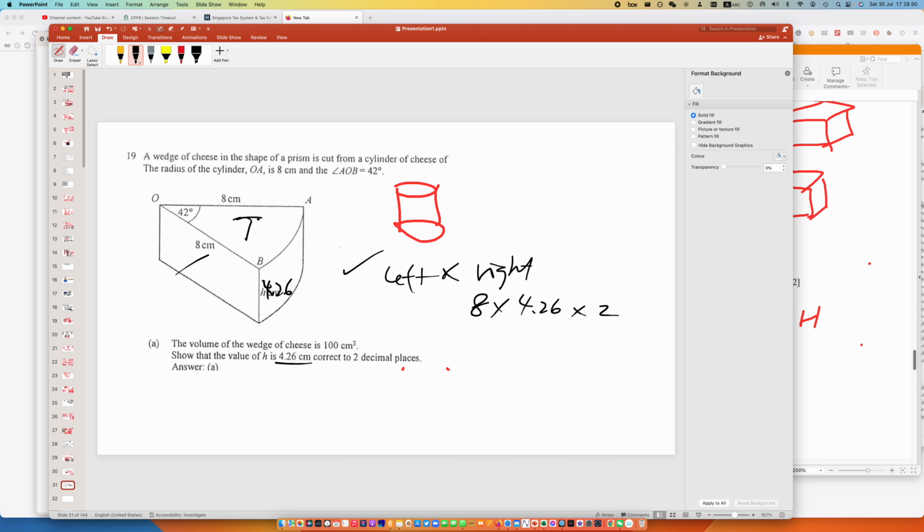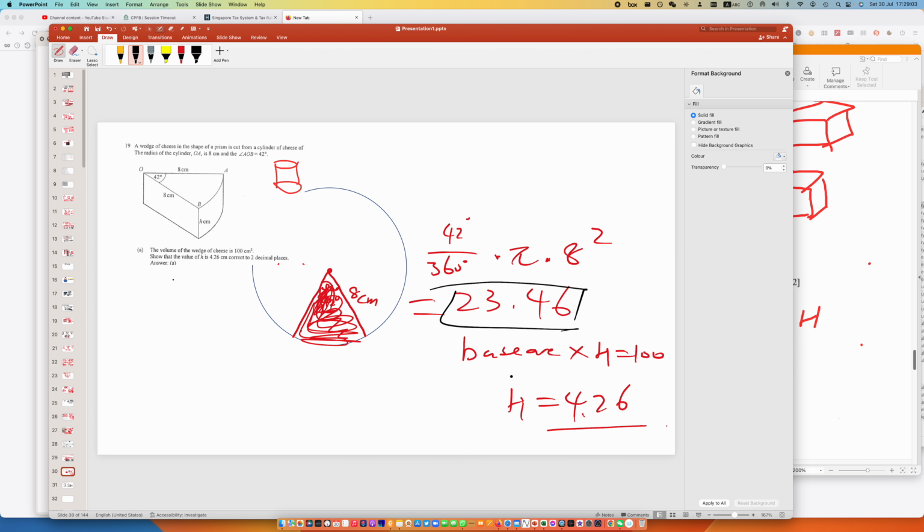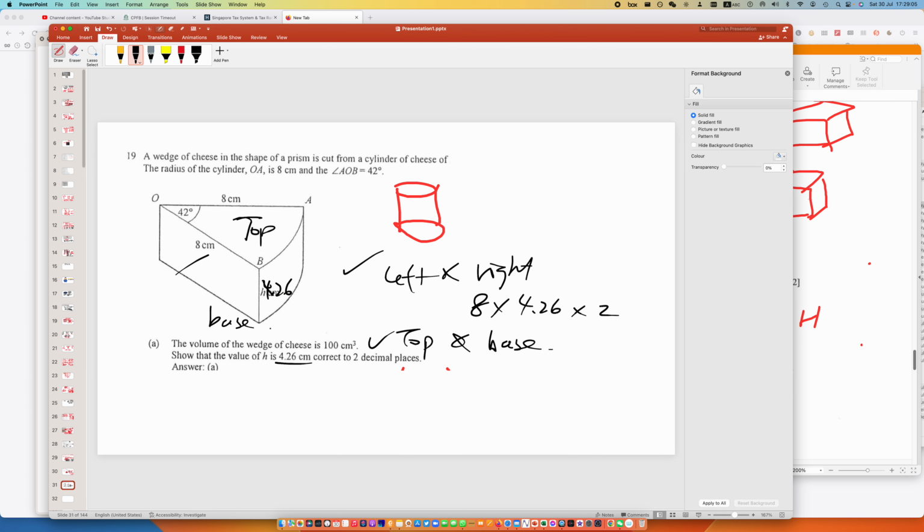Top and the base is the same, right? So top and base. The top already found out just now is 23.46, right? So 23.46 times 2. So the last piece of thing is the side one. So how do you get the side? The side is the full circle, this one, times the 4.26.